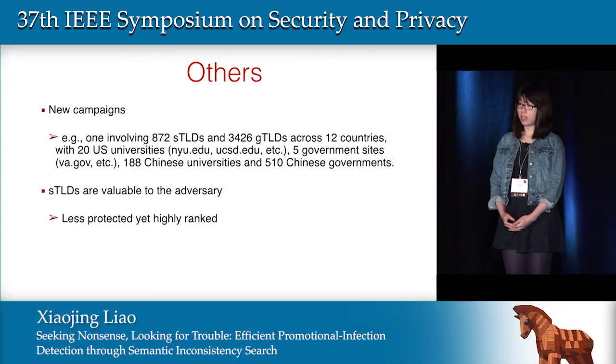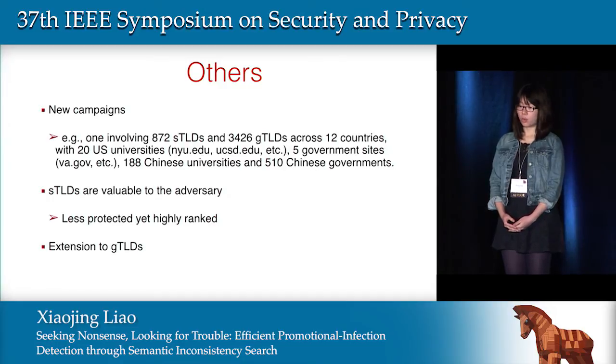When comparing the Alexa rank of these STLD sites and GTLD sites, we found that 60% of STLD sites are in the Alexa top 1 billion, while only 15% of GTLD sites are at this level, similar to their page rank. This means that STLD sites are valuable to adversaries because they are less protected and highly ranked.